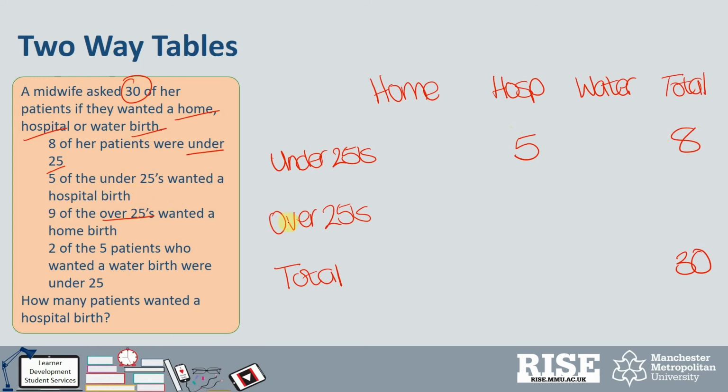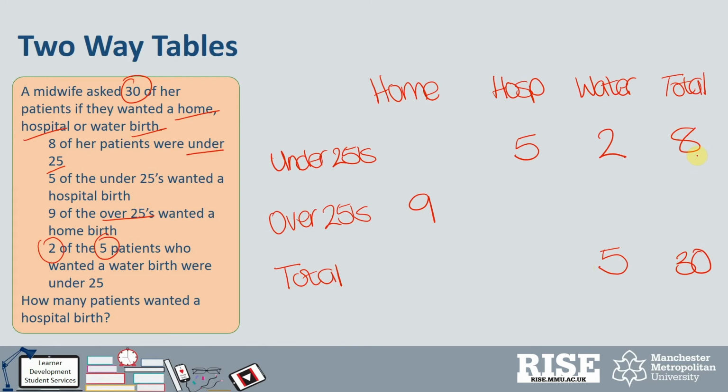9 of the over 25s wanted a home birth. So 9 over 25s in the home column. 2 of the 5 patients who wanted a water birth. So I know the total water births was 5 and 2 of them are under 25. So there's 2 bits of information in that sentence there. Again, they've given me the bare minimum. Now I need to try and find all those missing values.